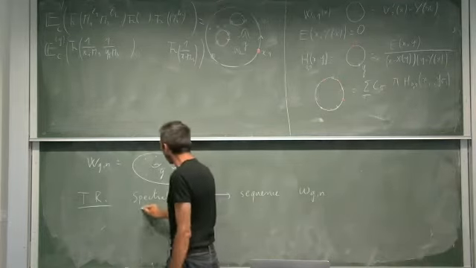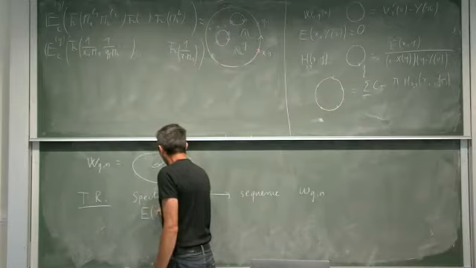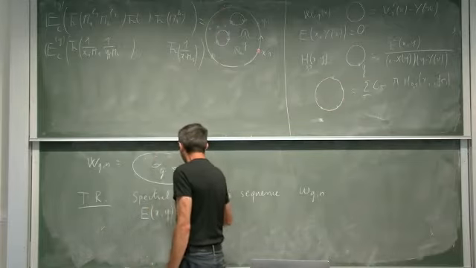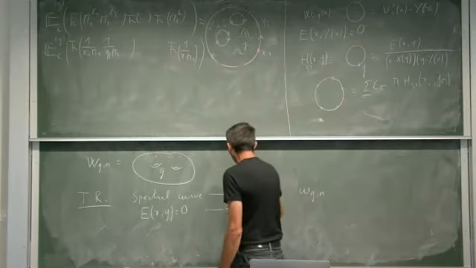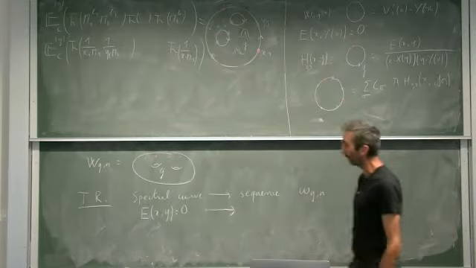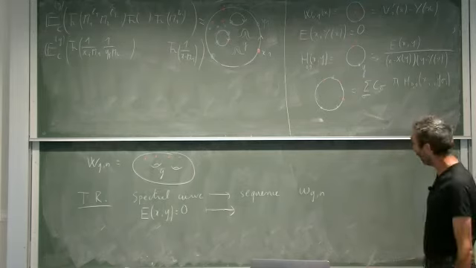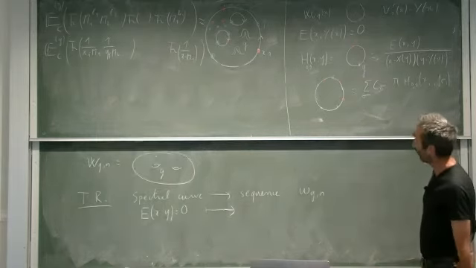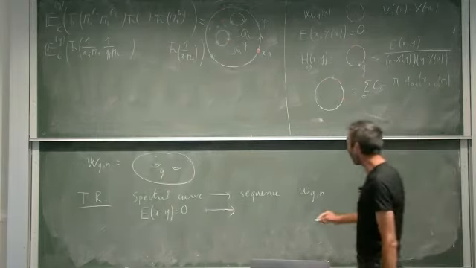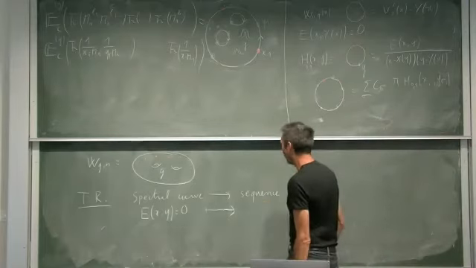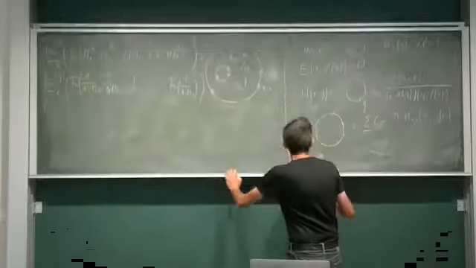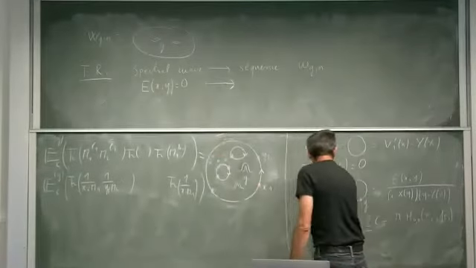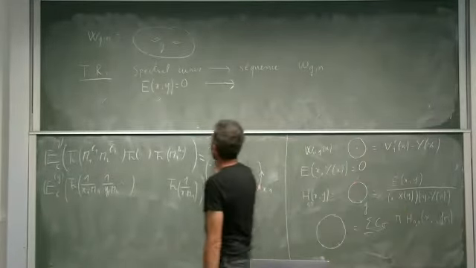If we take a spectral curve, we take the curve of equation E of x, y equals 0. Let's take that as our spectral curve. And the omega GNs we get from the topological recursion are our WGNs, or more precisely, let me say the following.